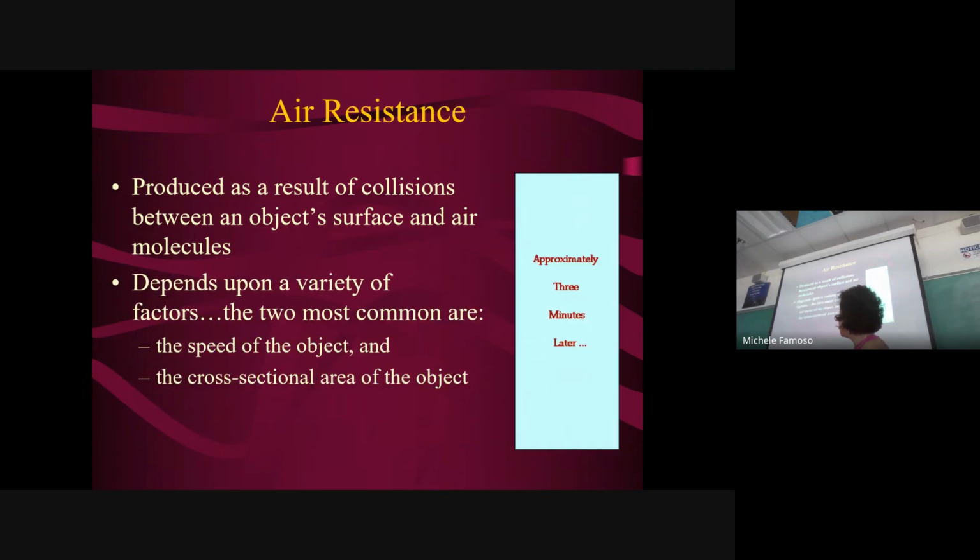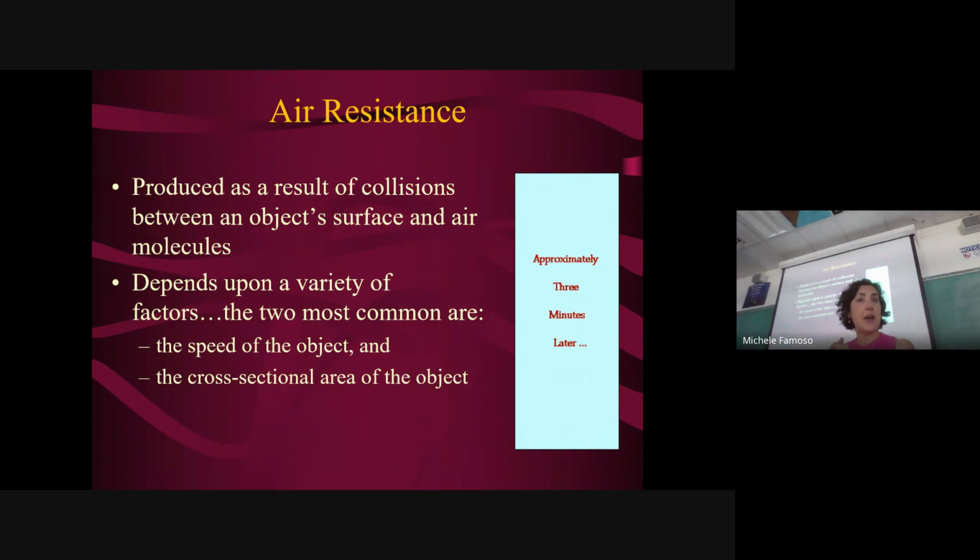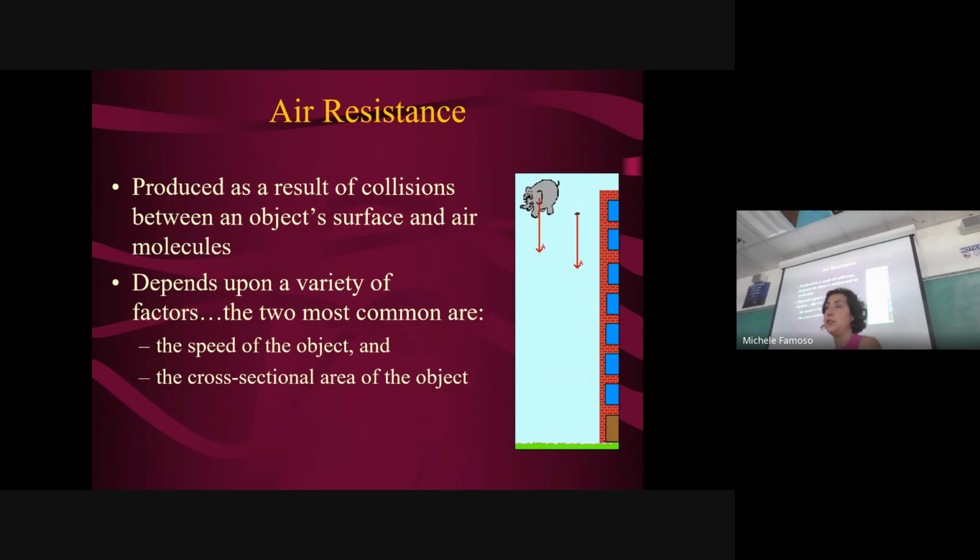So there's really two things which affect how much air resistance you experience. We talked about the cross-sectional area. That's the surface area. We didn't mention the speed. Here's how speed does affect how much air resistance you experience. The faster you go, the more air resistance you feel.